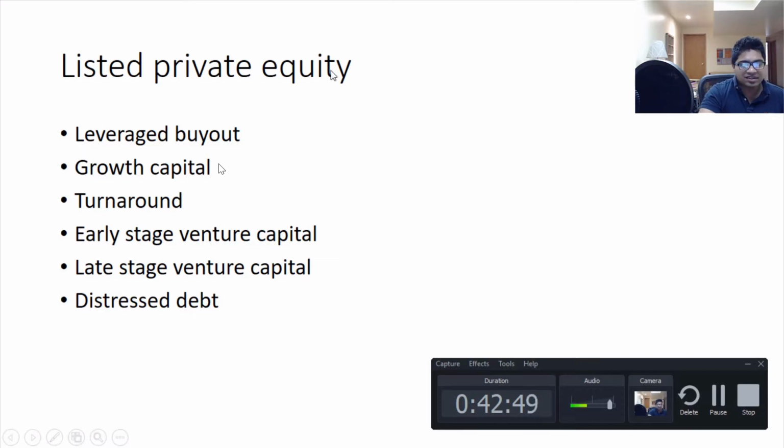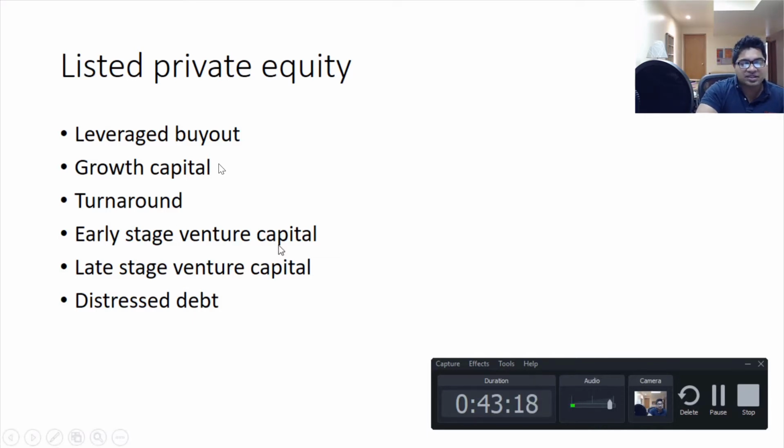Strategies that listed private equity invests in: leveraged buyout, so taking on loans and buying a company, or a combination of loan and equity to buy a company. Growth capital, providing capital for growing companies. Turnaround, investing in out of favor industries, meaning investing in out of favor distressed stocks and hoping for a turnaround.